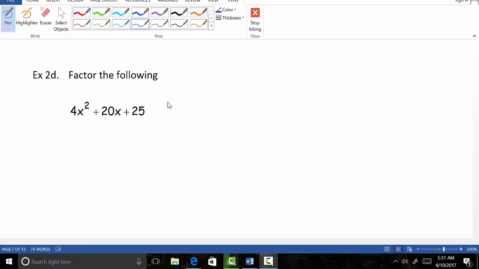Here we are at example 2D from our 4.3, 4.4 set of notes. We're asked to factor the following. And in just looking at that step 1, we're trying to check and see, is there a greatest common factor?